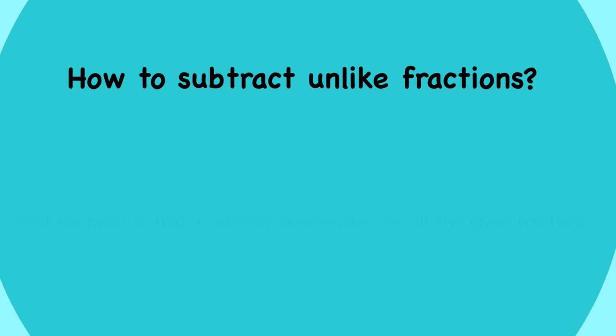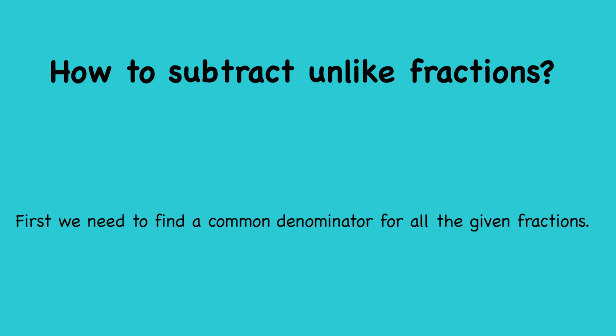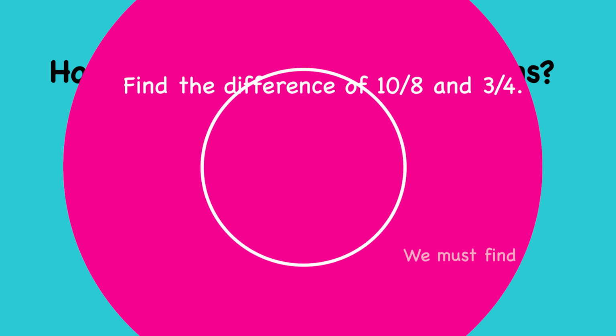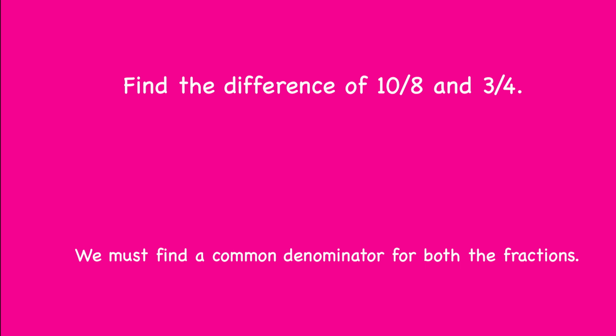But to subtract unlike fractions, first we need to find a common denominator for all the subtrahends with the help of LCM. Let us understand this with an example. Find the difference of 10 by 8 and 3 by 4. As we can see, the denominators of the two fractions given are 8 and 4. To find their difference, we must find a common denominator for both.